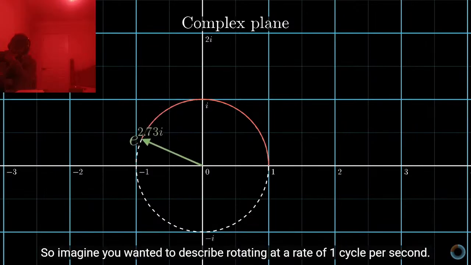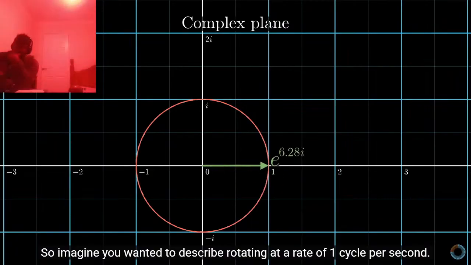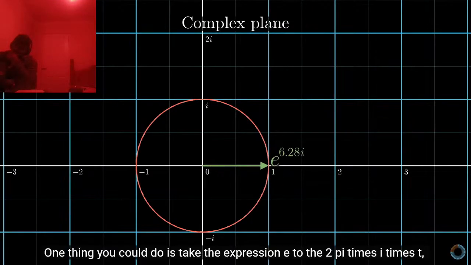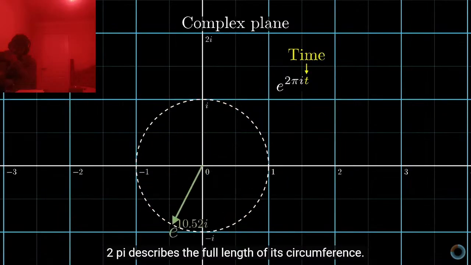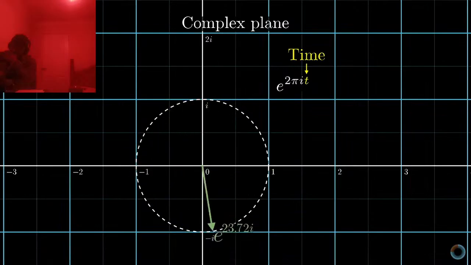So, imagine you wanted to describe rotating at a rate of 1 cycle per second. One thing that you could do is take the expression e to the 2 pi i t, where t is the amount of time that has passed. Since for a circle with radius 1, 2 pi describes the full length of its circumference.